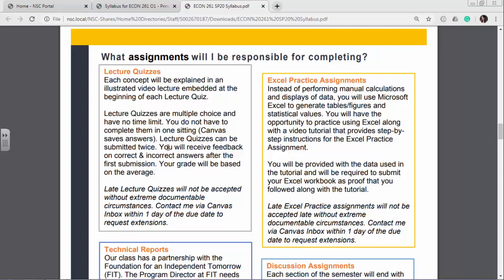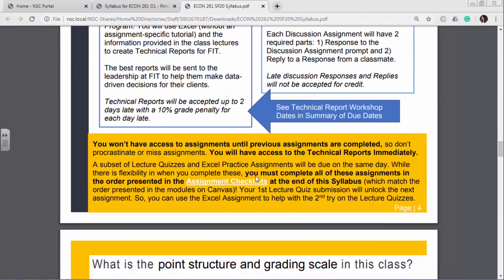So there's nothing stopping you from doing your lecture quiz, moving on, maybe doing an Excel assignment that's related to it and seeing if you learned something from that too, and then going back and retrying that lecture quiz later. That's probably a good strategy.